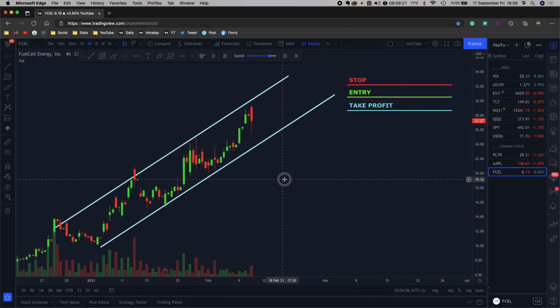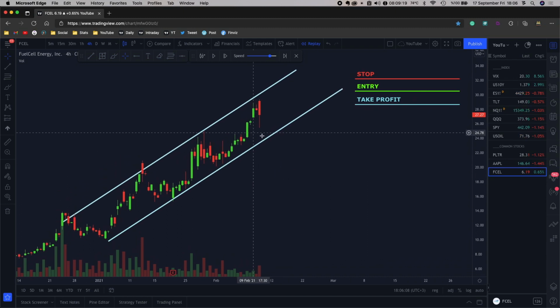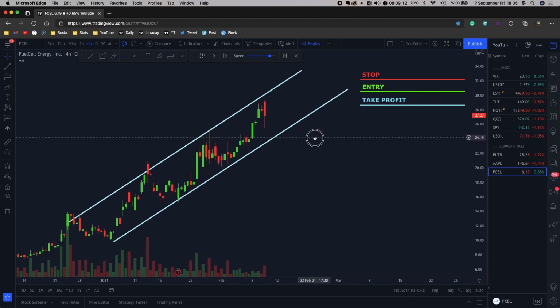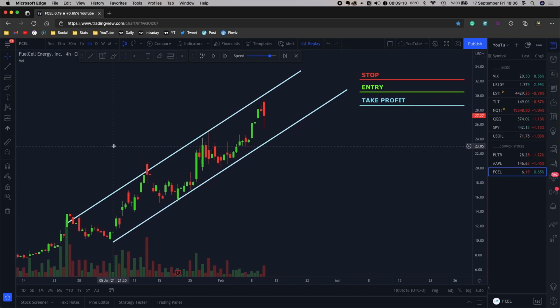Now, I would like to look at Fuelcell. In this example, the previous candle engulfed is not green. This is not a perfect bearish engulfing pattern. But what did I say? Forget rules, forget perfect shapes, forget exact examples.